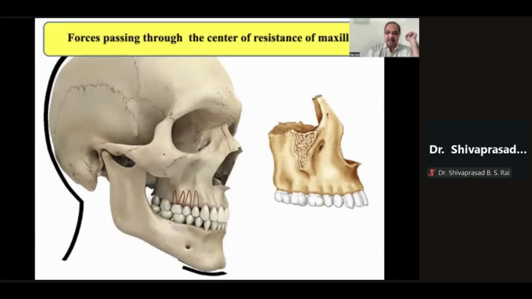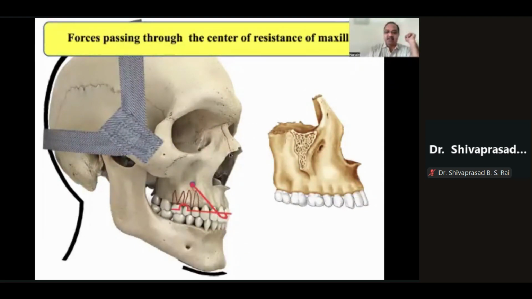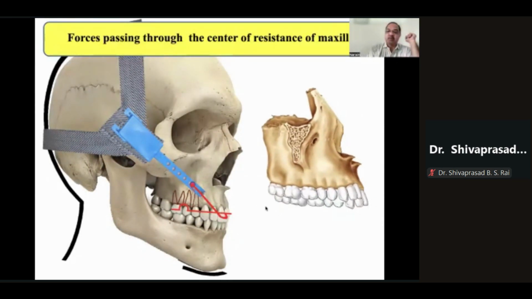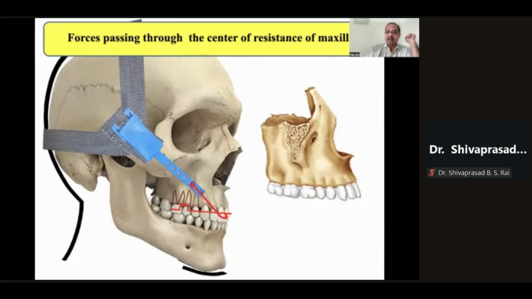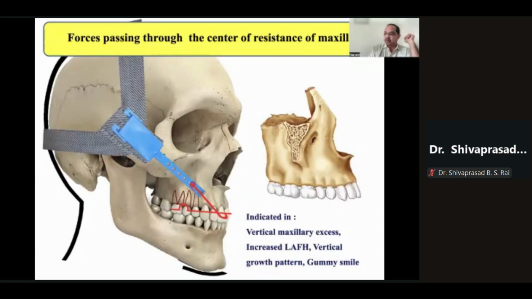Stopwatch. When you are passing the forces through the center of resistance, let us see what happens. So you angulate the outer bow through the center of resistance, and then what happens? There is no movement. So the maxilla translates as it is. This is indicated in situations where you don't want extrusion or intrusion of posterior teeth.